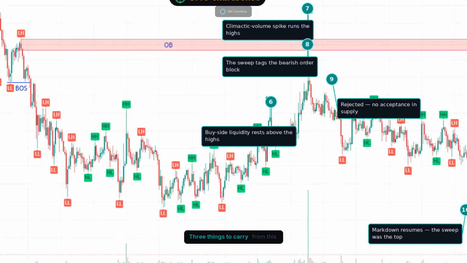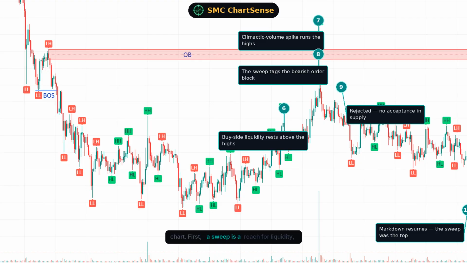Three things to carry from this chart. First, a sweep is a reach for liquidity, not just a touch of a level. Price runs the resting orders above an obvious high and reverses, because collecting them was the point. Second, climactic volume on the spike is that liquidity being consumed. Once the resting orders are filled, the fuel is gone. And third, when a liquidity pool and a supply zone sit at the same price, the location does double duty, and the failure there is sharper than either alone.